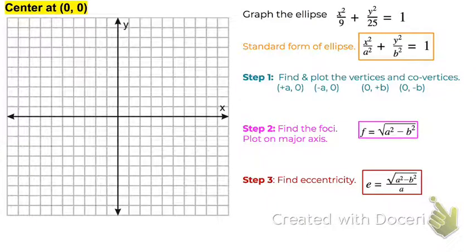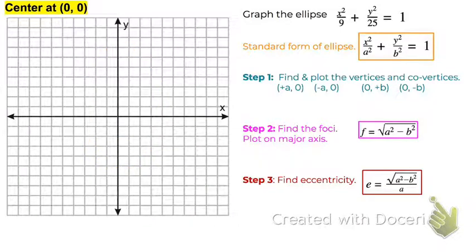All right, here we're going to graph an ellipse that has a center at 0, 0. And instead of being a horizontal ellipse where it's stretching out from left to right, this one is going to be a vertical ellipse where it's stretching up and down.